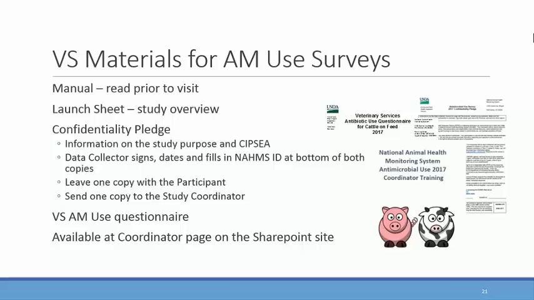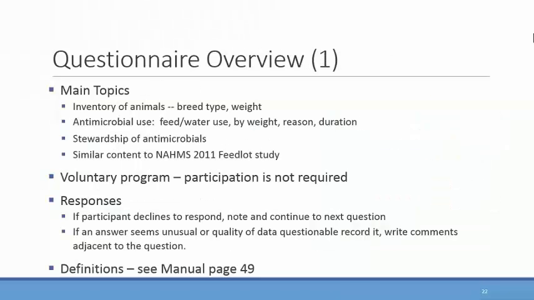So just an overview of the questionnaire in general before we dive in and start talking about it specifically. The main topics that we'll be covering in the questionnaire are the inventory of animals, that is by breed type and by weight, the use of antimicrobials on the feedlot, that's feed and water use. We do have some injectable questions as well, but our real focus is feed and water use because those are the changes that occurred in the FDA guidance for industry number 213. These are all by weight, by reason for use, and duration.